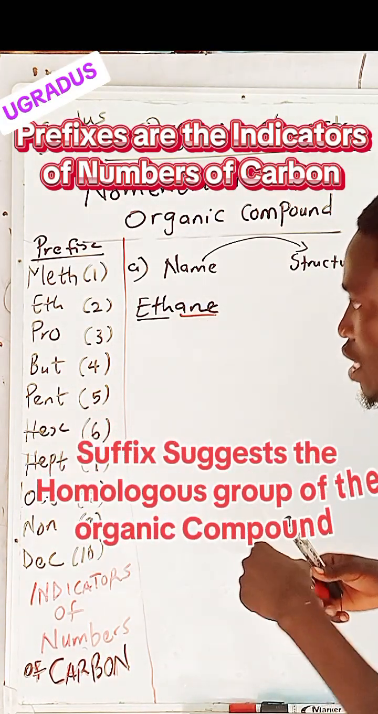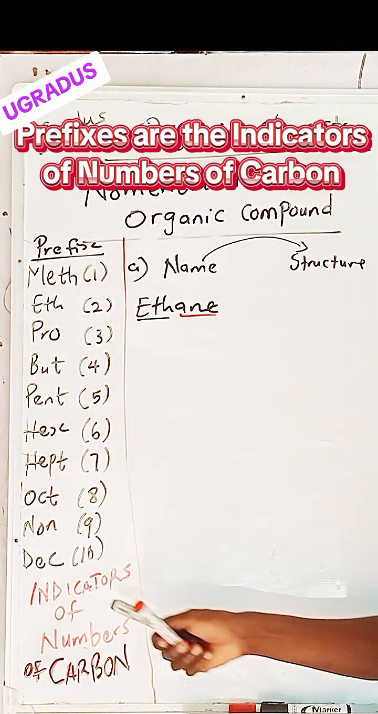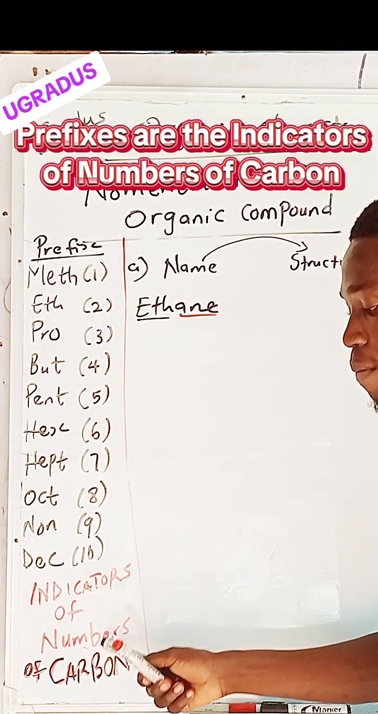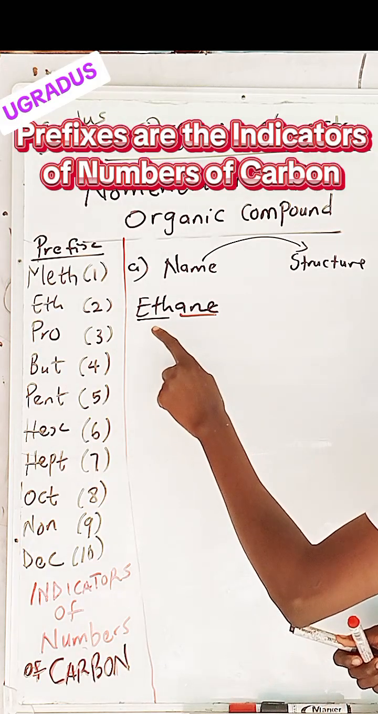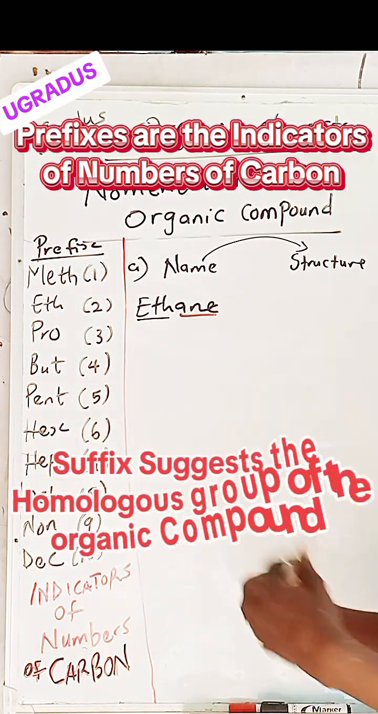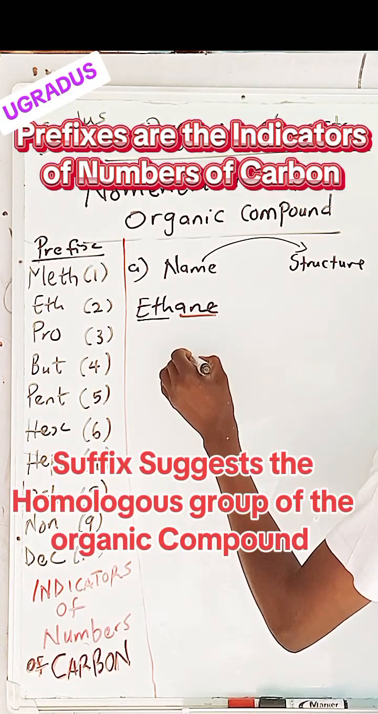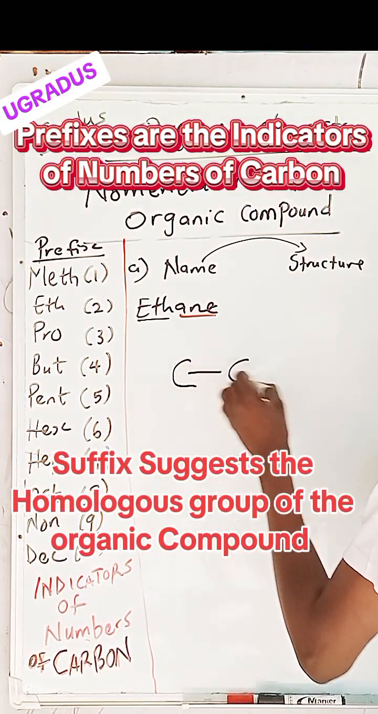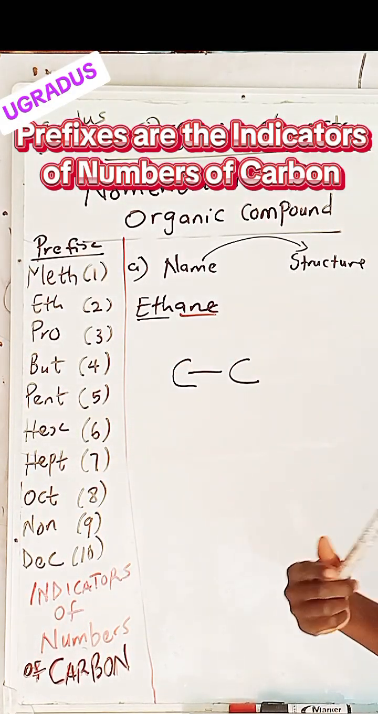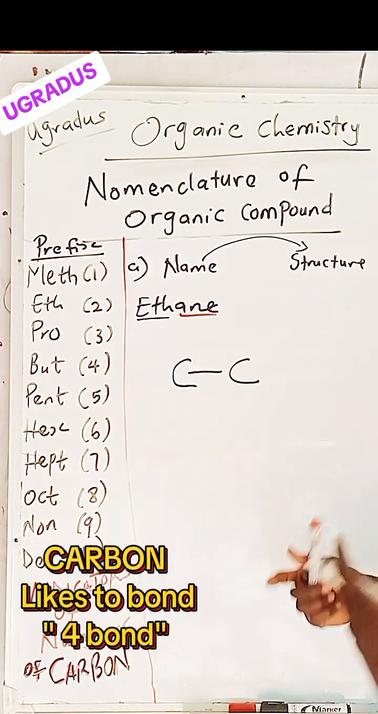So eth suggests carbon number of 2. I said the prefixes are the indicators of the number of carbon. So if you hear eth, it's actually telling you that this compound you are about to draw contains just 2 carbon. So the first thing you are going to do is to show the 2 carbon. You know, carbon is the foundation of all organic compounds. That's why you are going to draw the carbon atom first.